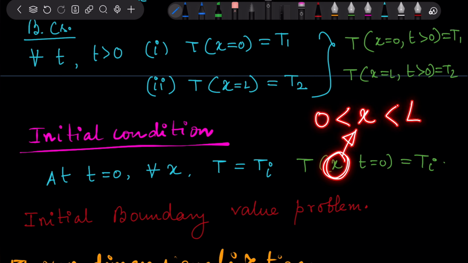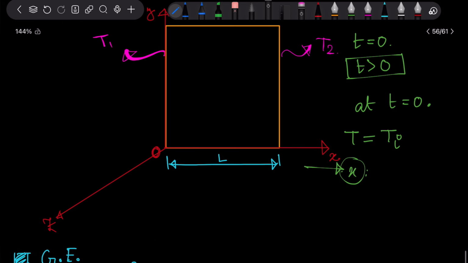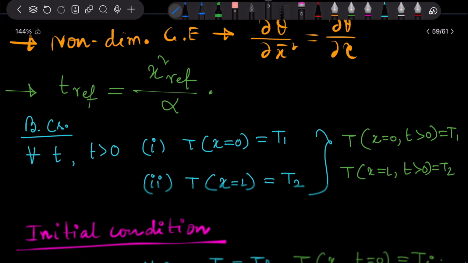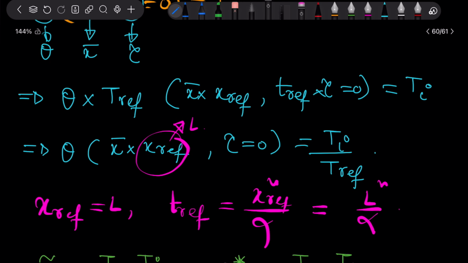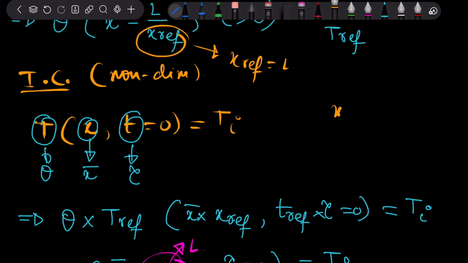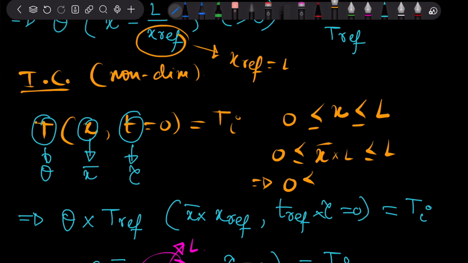You have to write for any x from 0 to L, because x is varying from 0 to L. So if that is so, then here this will be from 0 to L, and the moment you consider this x reference as L, this will turn to 0 to 1, because everything you can divide with L, right? Okay, so let me just write it. I have told you that I must write 0 to L, that is for all x. So that is equal to x bar into L. I can divide it by L, and this will be 1, right? That is the thing.